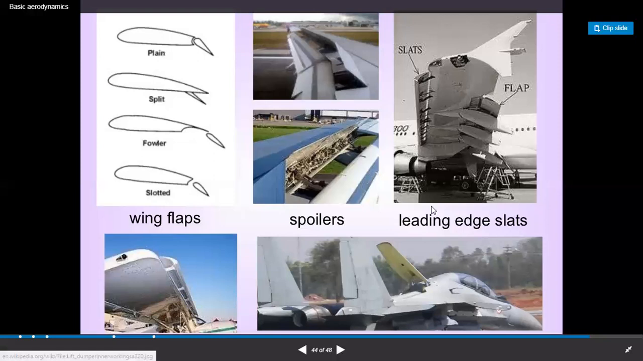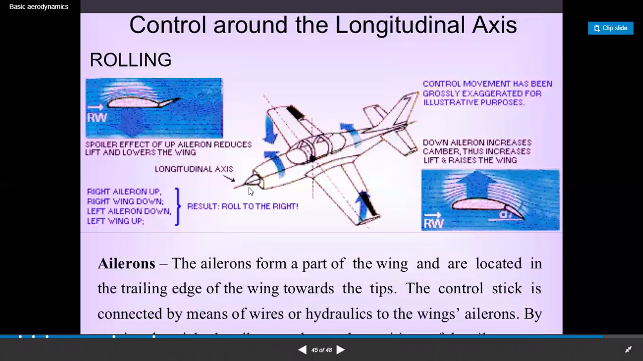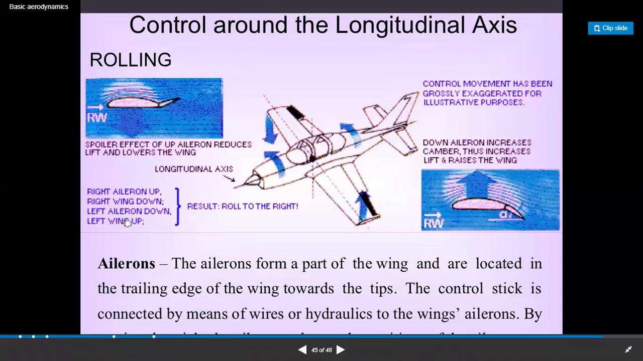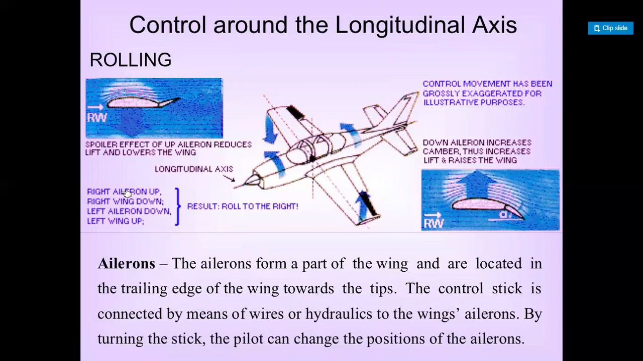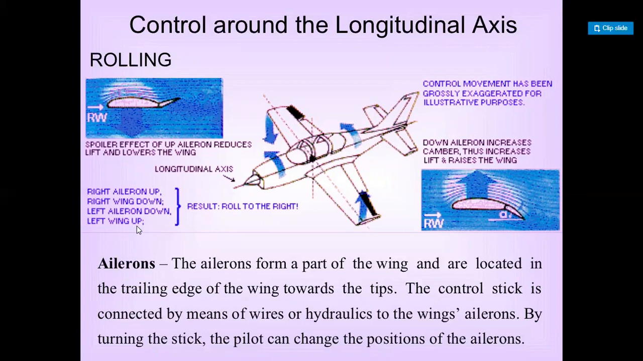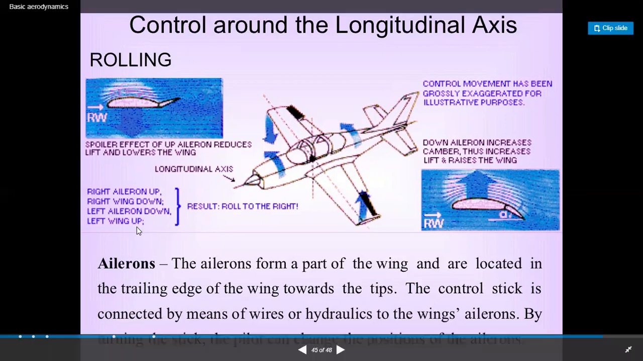These are called spoilers, leading edge slats, and we have control about the longitudinal axis. We have right aileron up, right wing down, left aileron down, left wing up. If I apply right aileron upward, the right wing will go down, and if the left aileron goes down, the left wing goes up. So it depends on which aileron we put down; the wing does the reverse. Aileron up, wing down, and aileron down, wing up.